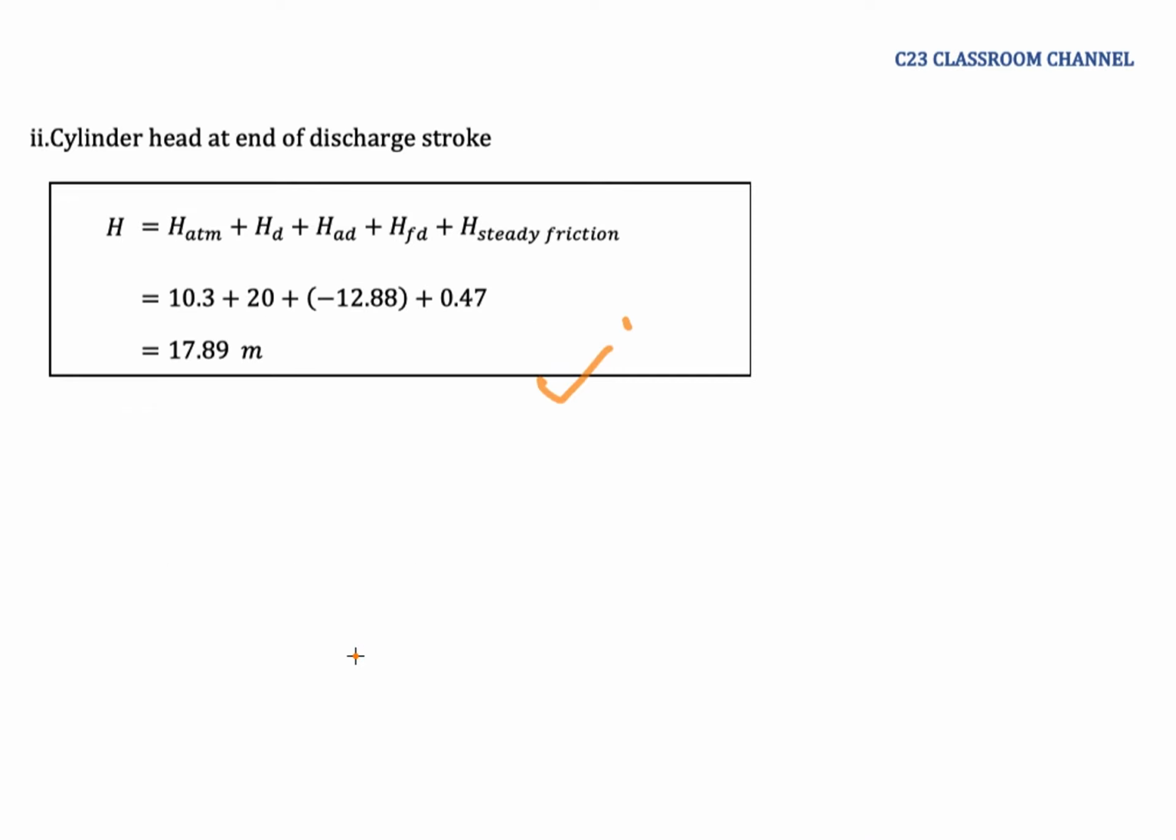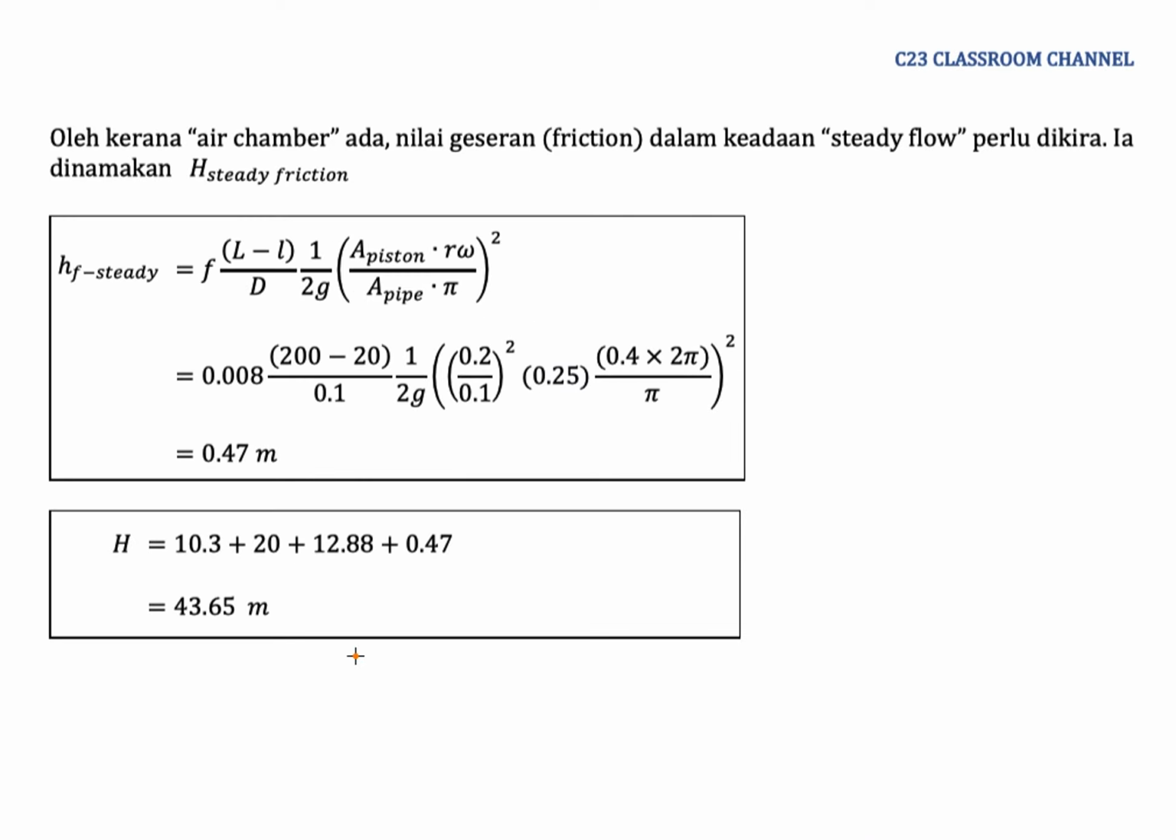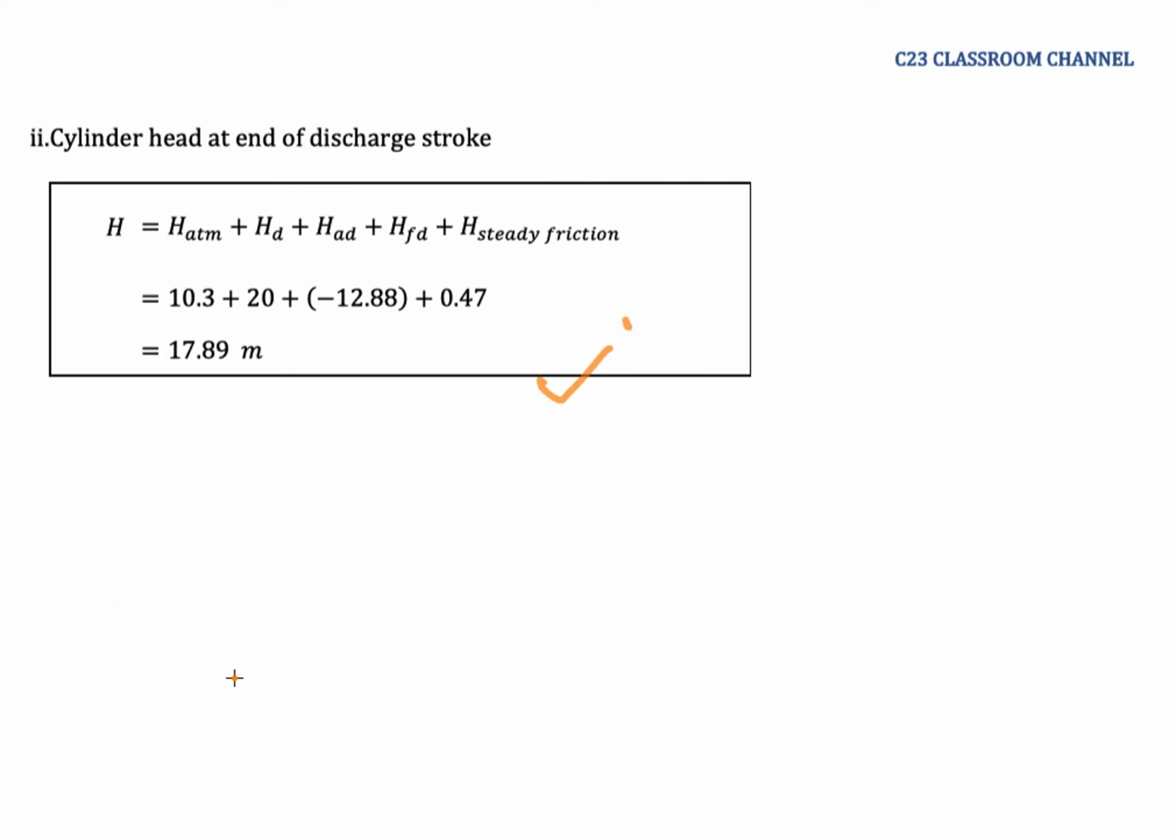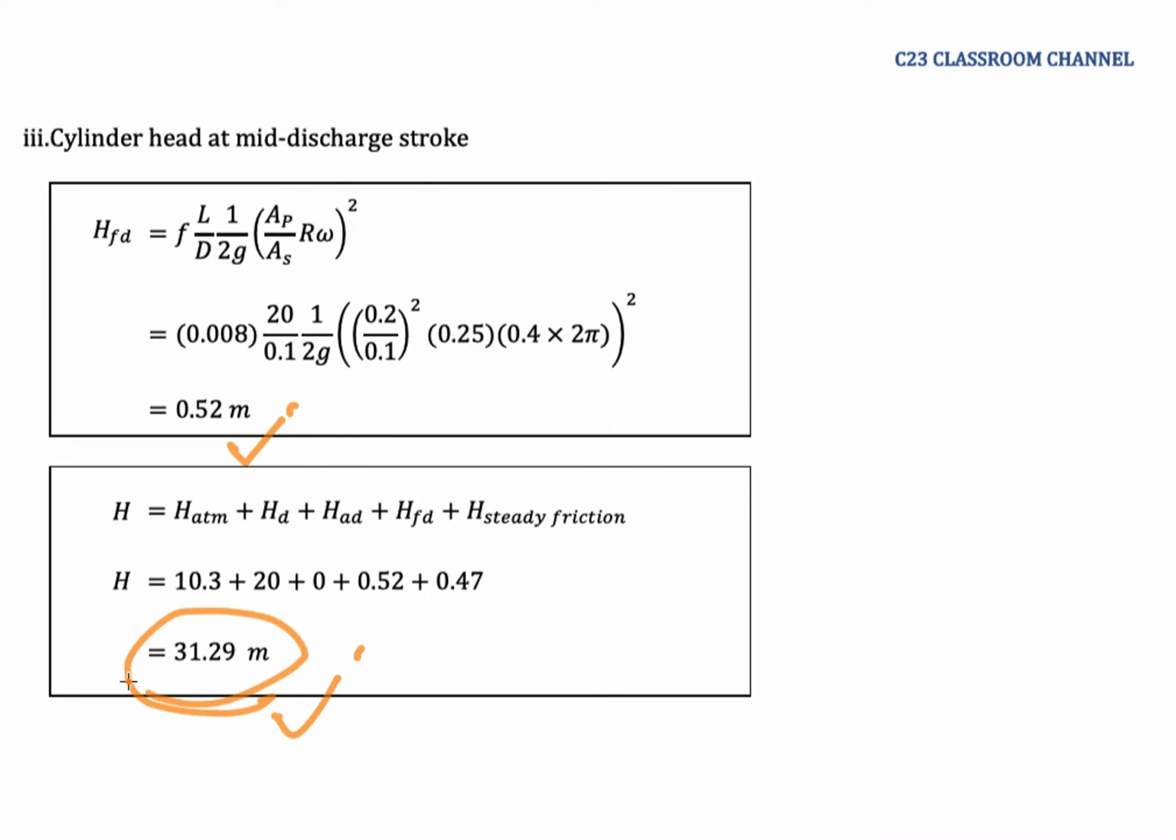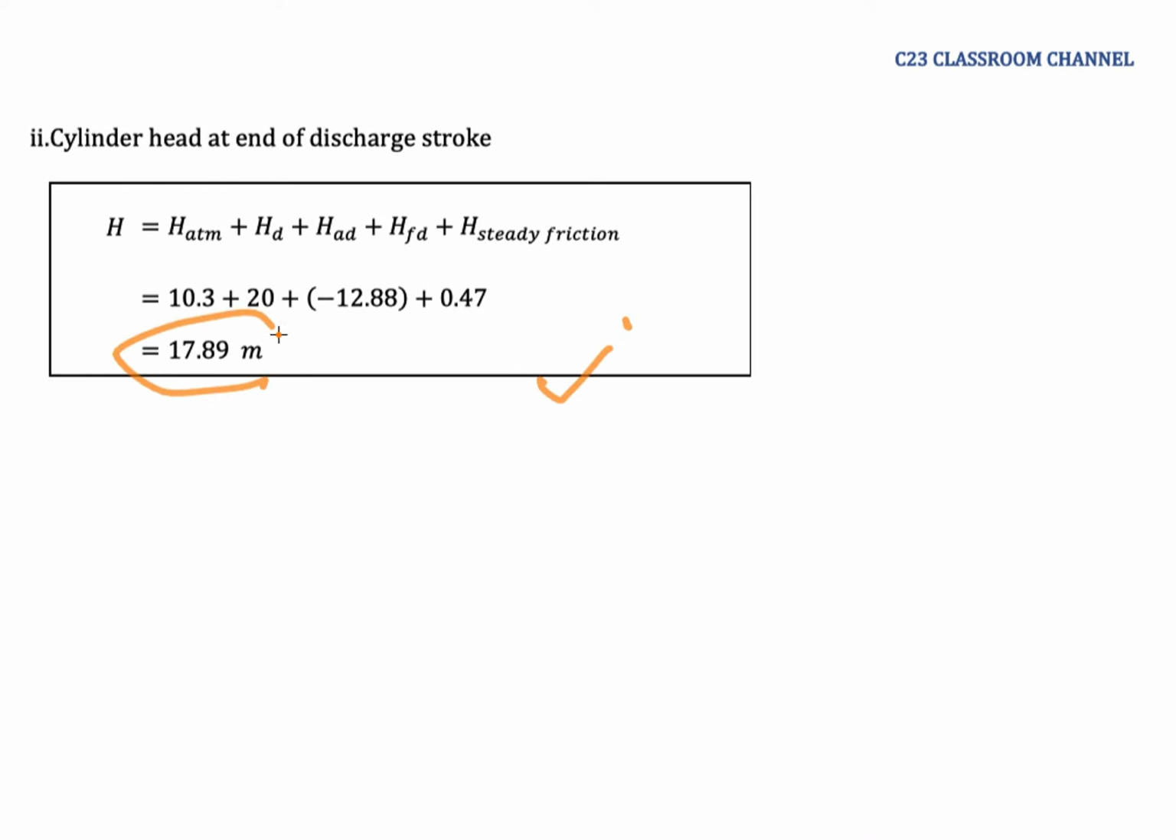Again, I hope you could see the numbers here. At the start, the pressure is high, then at the middle it is a little bit lower, and then at the end it becomes the lowest value for the discharge cycle.